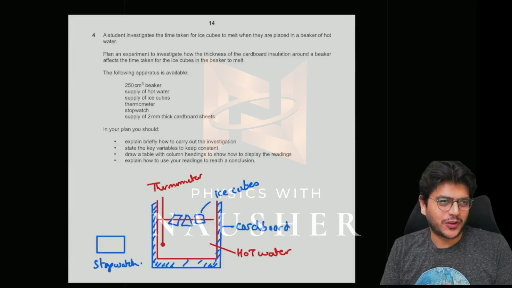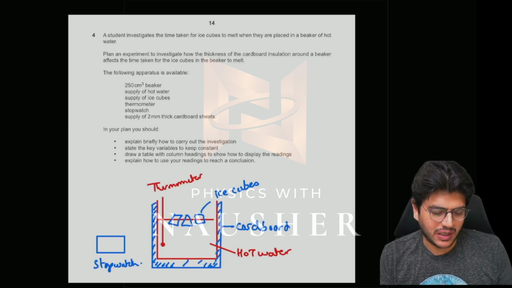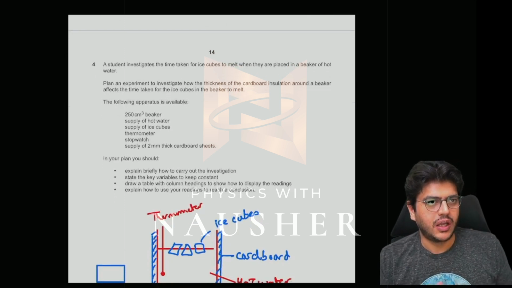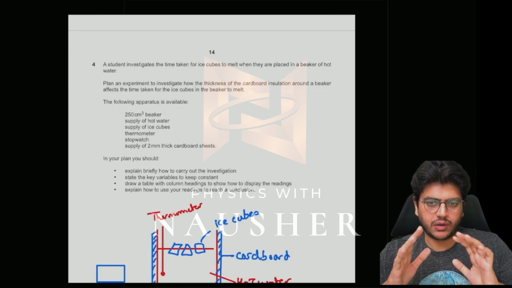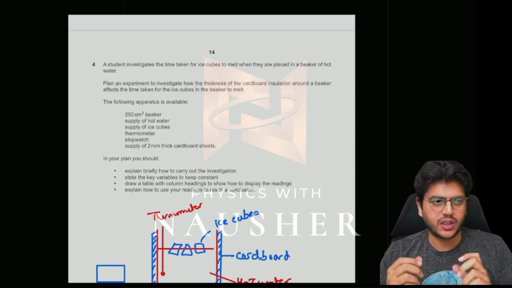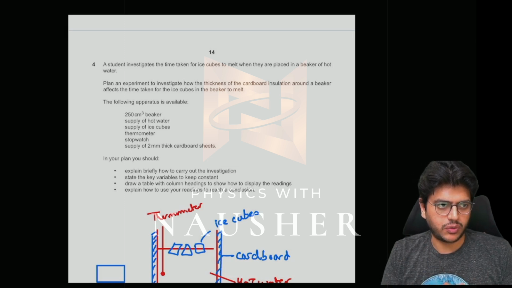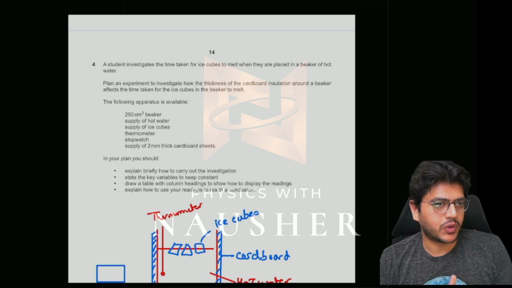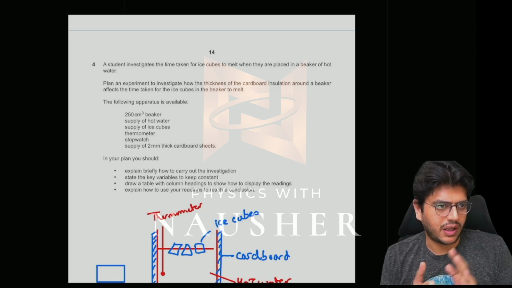All right, another question for investigation. A student investigates the time taken for ice cubes to melt. This is May-June 23, 5054, paper 4.2. So basically you have ice cubes, you will put them in hot water and you will surround the beaker with cardboard. And they've told you that you have cardboard sheets of 2 mm and you've got a supply of them, which means you've got many of them. You've got hot water, you've got a supply of ice cubes, thermometer, stopwatch, and the beaker.